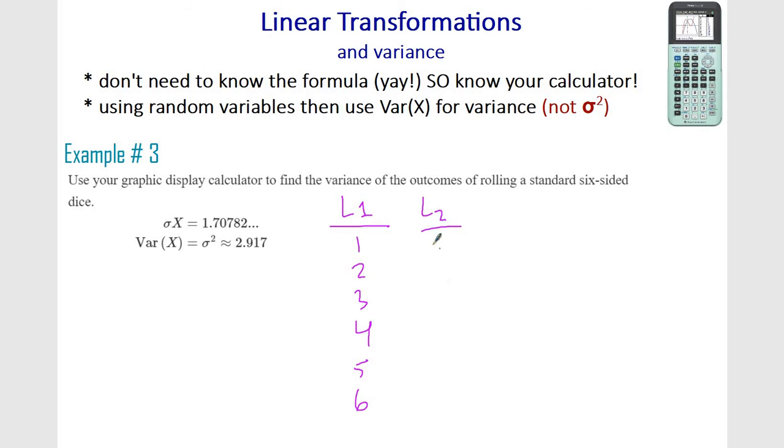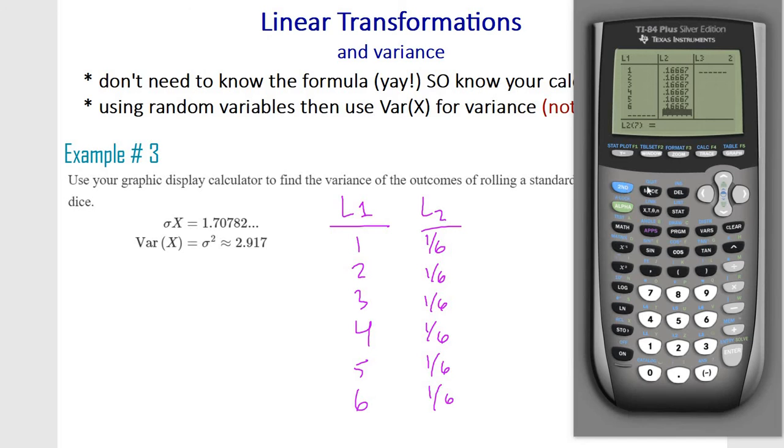In list 2, you're going to list the probability of each, so 1/6. Put that in each of your lists. And then you're going to do second variable stats. In your calculator, you're going to go to stat calc, two variable statistics, list 1 and list 2, calculate. There's your standard deviation, 1.707. That's what I got here. My variance is just that number squared. And that's all you have to do for variance.